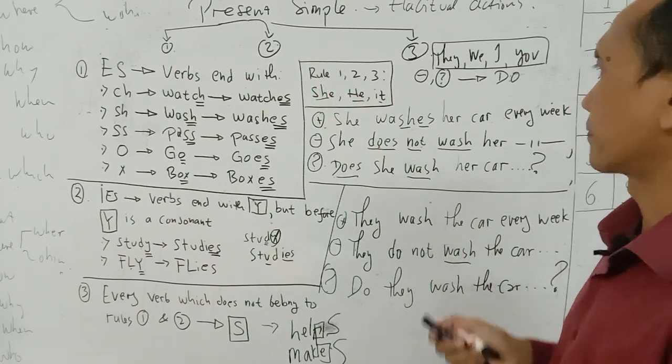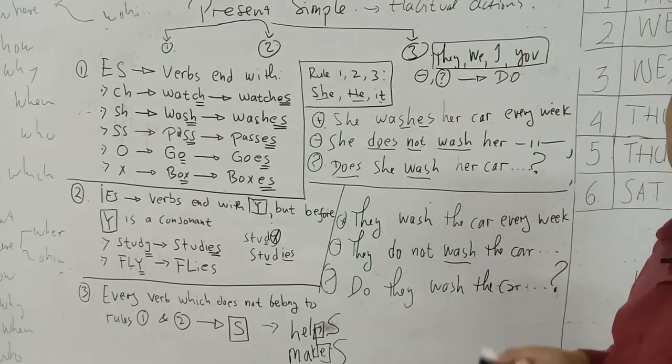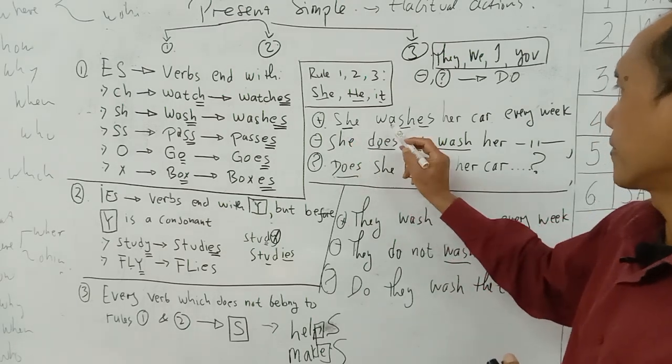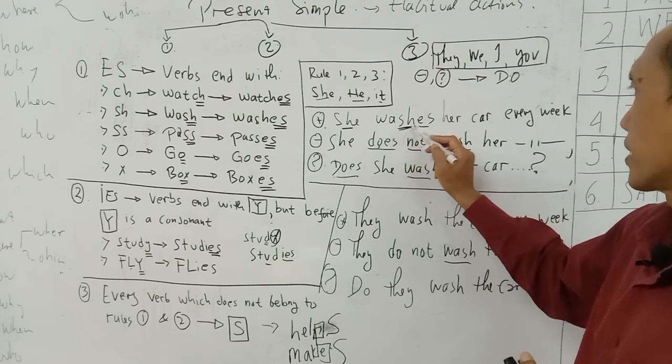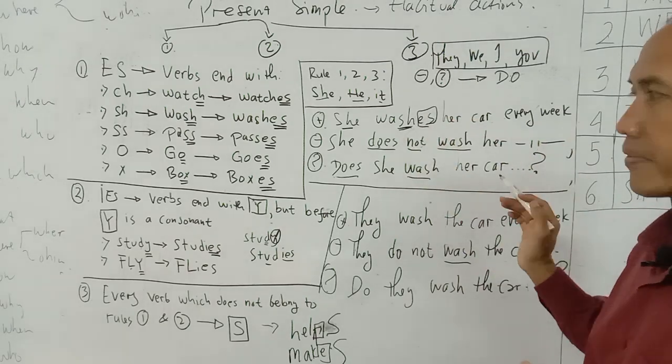Example, let's see here. The positive sentence. She washes her car every week. Let's see here. She, and the verb is wash, ending with sh, and then we put es here. She washes her car every week.